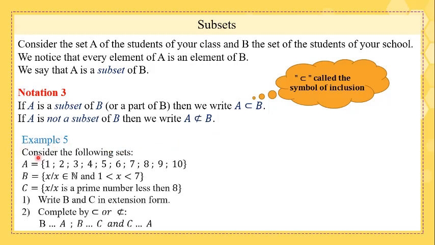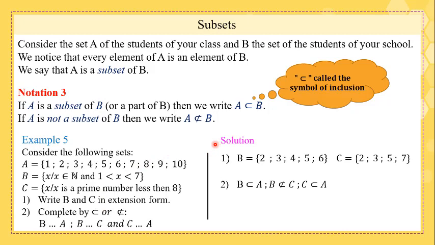Example 5. Consider the following sets A, B, and C. Write B and C in extension form, complete by included or not included. Solution. B is the set of natural integers between 1 and 7. Then B equals 2, 3, 4, 5, and 6. C is the set of prime numbers less than 8. Then C equals 2, 3, 5, and 7.